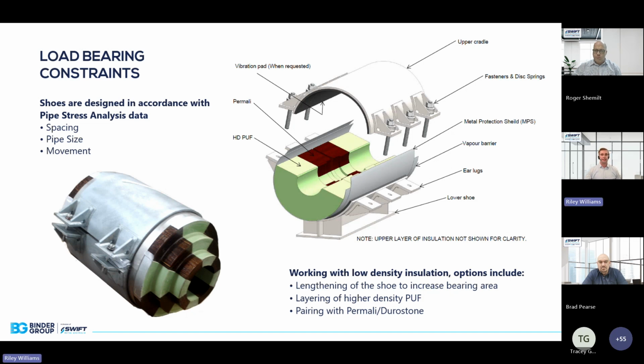You can layer in a higher density PUF, which is what Brad showed us earlier. This will have a better compressive strength, but it will impact the thermal performance. Or you could pair the shoe with Permali or Durastone wedges or higher density material wedges, which will bring in a structural material to take the load alongside the PUF insulation.